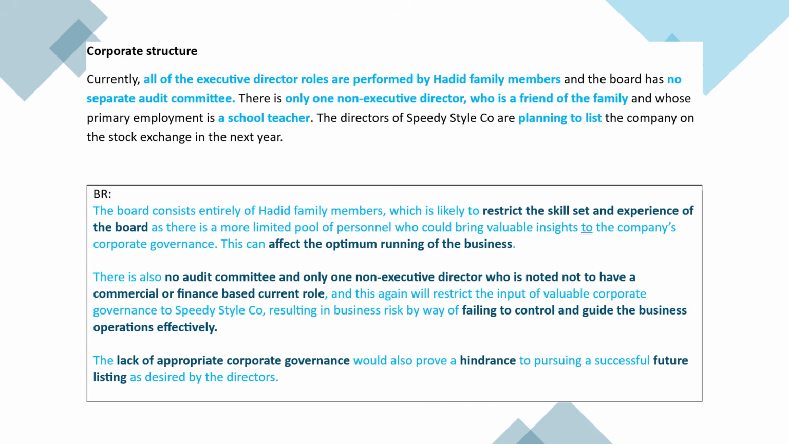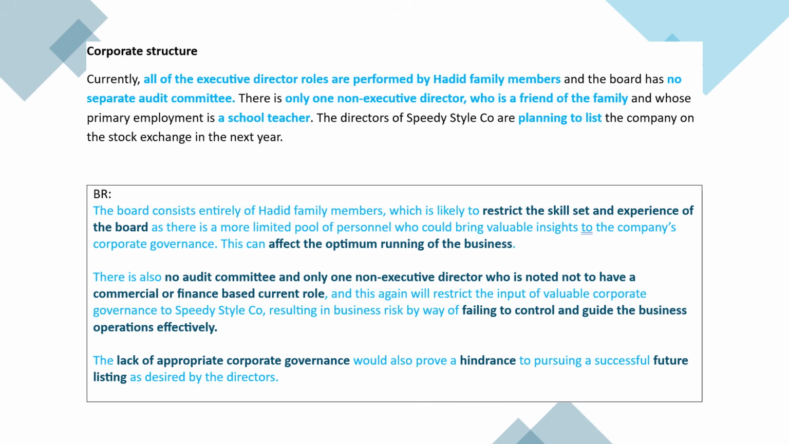In the second one, quite frequently tested, this is about weak corporate governance. All of the executive director roles are performed by the Hadid family members, and the board has no separate audit committee. There's only one non-executive director who's a friend of the family and is a school teacher. The directors are planning to list the company on the stock exchange. For business risk, I cannot talk about manipulation, but this is something I can use later on in part B.